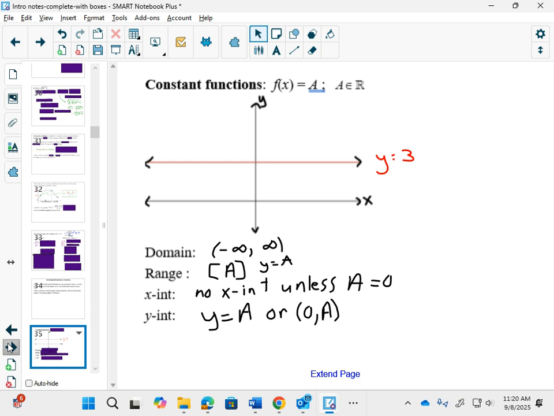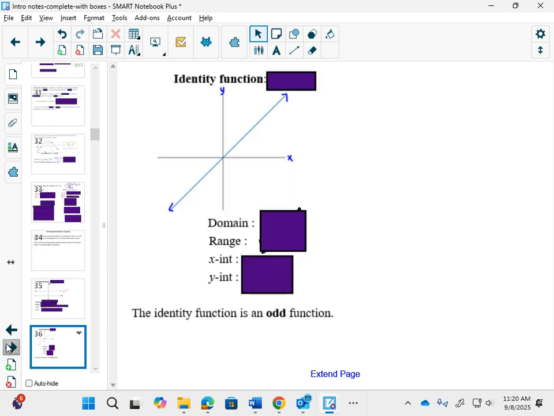So there's our constant function. Really easy, really boring. There is the identity function, which is a special kind of line. The identity function is just when it's equal to itself. It's like, who are you? I'm myself.